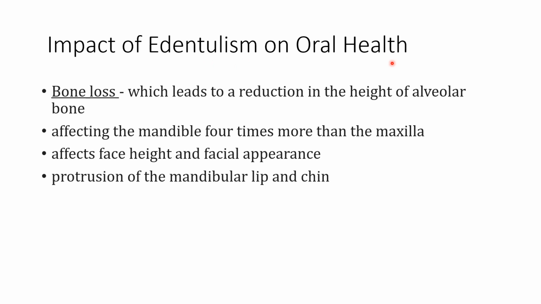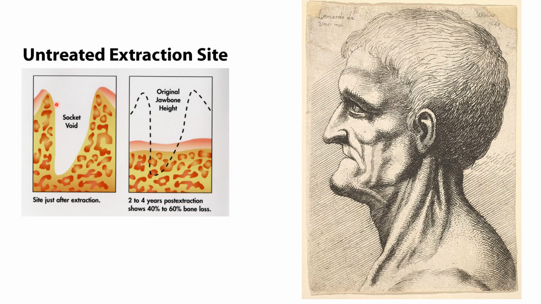What is the impact of edentulism on oral health? Tooth is surrounded by bone. When a tooth is extracted, there is bone loss. There is a reduction in the height of the alveolar bone. If you consider the tooth root and the surrounding alveolar bone, once the tooth is removed, the jaw bone height decreases from a normal level.